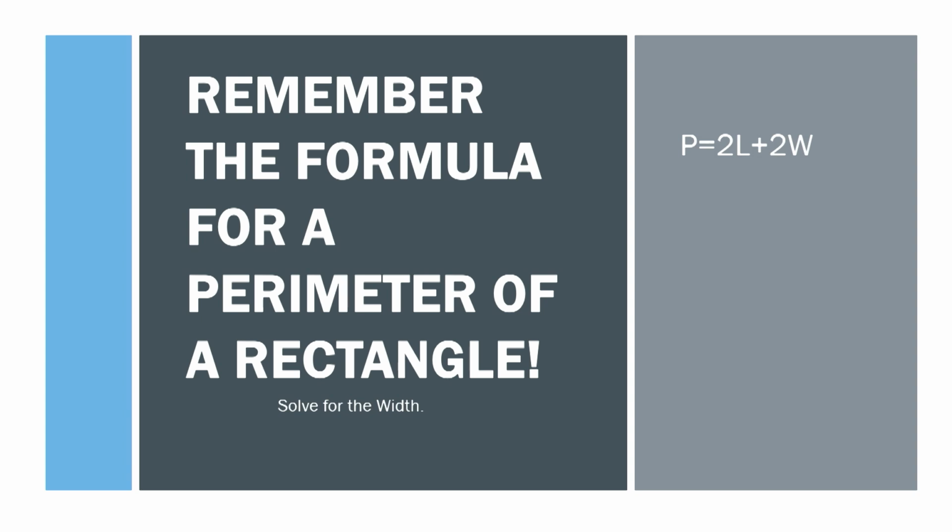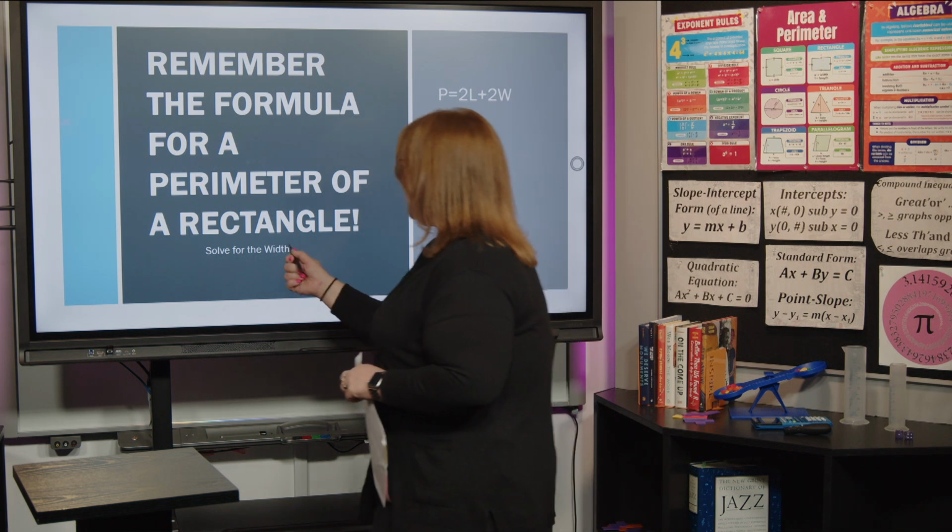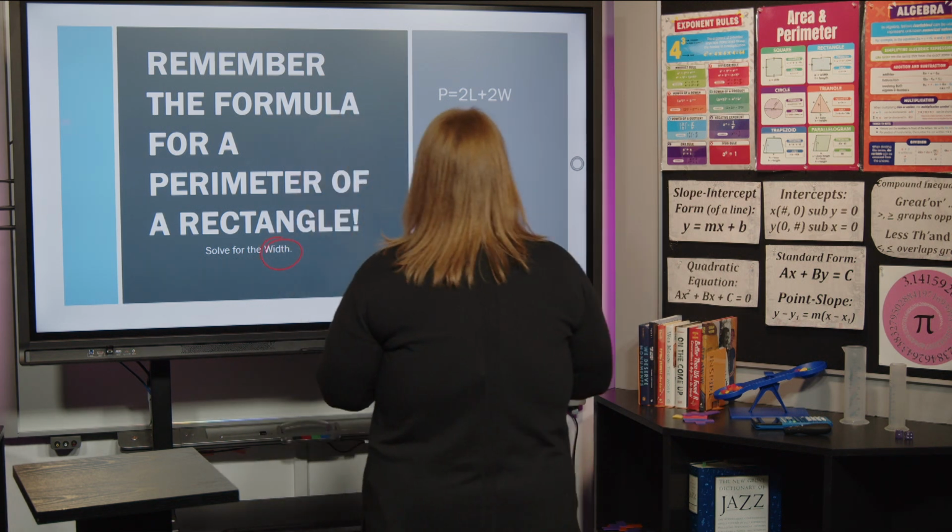All right, so here we go. Remember the formula for the perimeter of a rectangle. We have our length and our width. 2 length plus 2 width equals my perimeter. So I am solving for my width. It tells me right here I'm solving for my width.